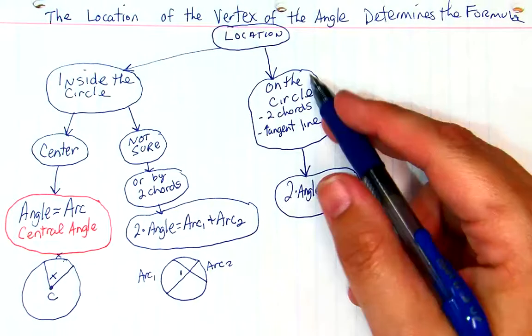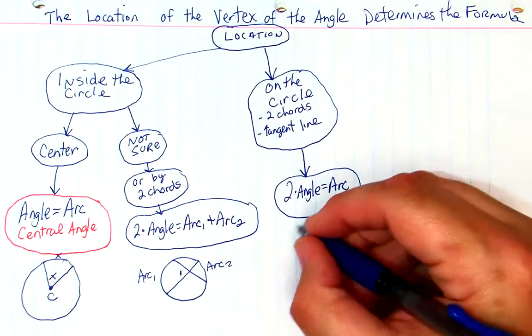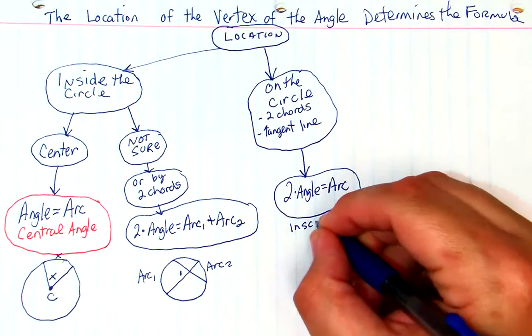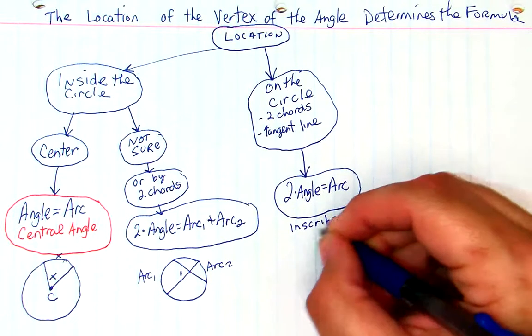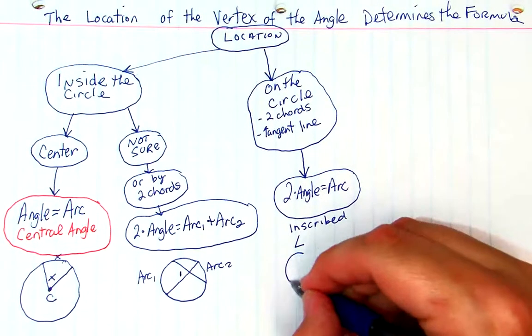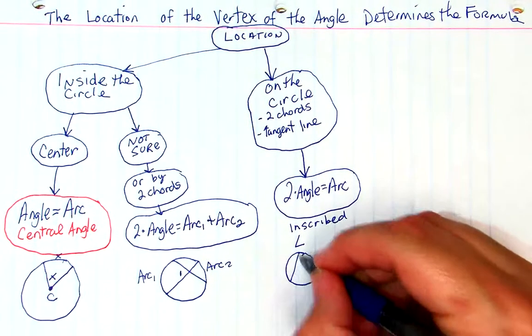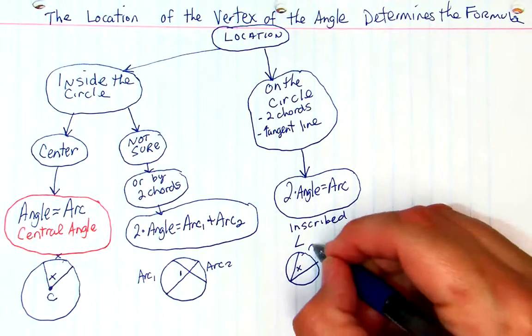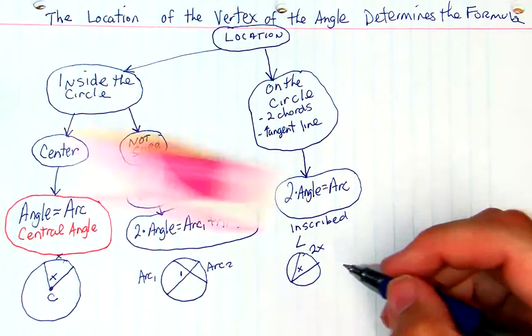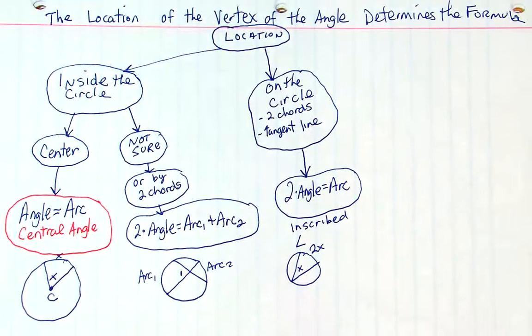This guy, you can call this an inscribed angle, and that's the angle that looks like this. That's x, that's 2x.